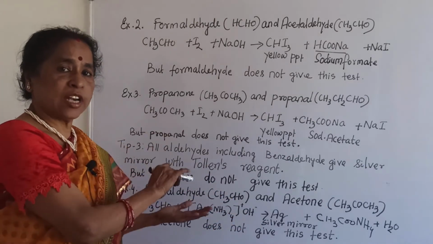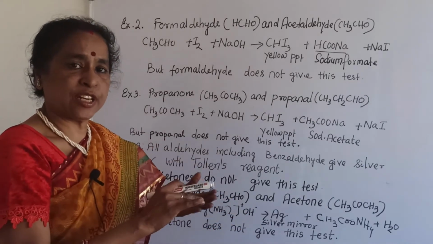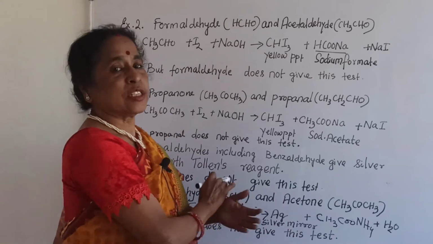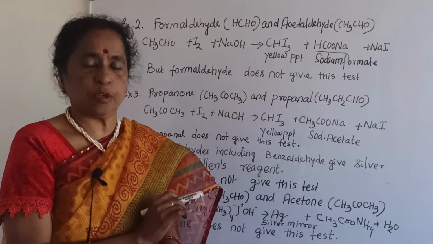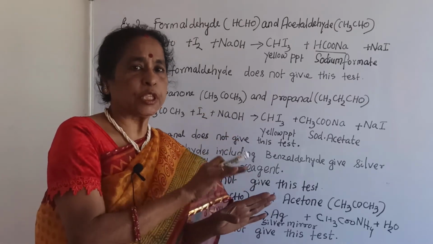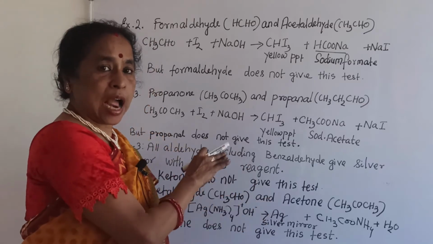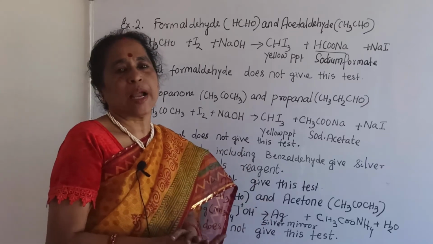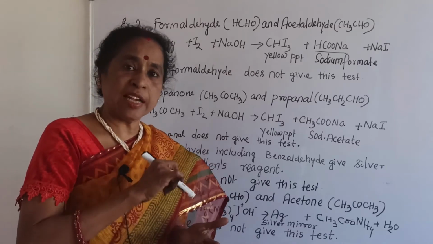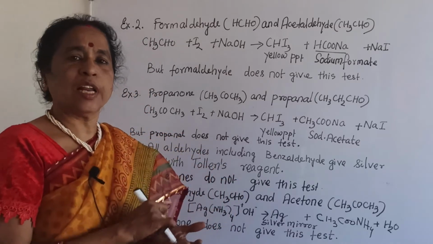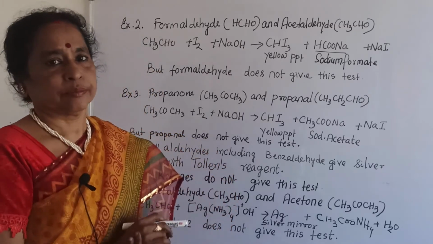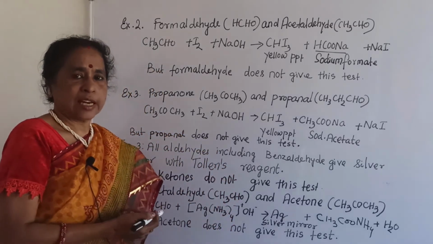Which test? Tollens test. That means silver mirror test. It will never react with Tollens reagent and give the silver mirror. It is not possible for the ketone. So it is an easy method. How can you distinguish between aldehyde and ketone by Tollens reagent? And remember here benzaldehyde also reacts with Tollens reagent and gives silver mirror. Next we will see other examples.